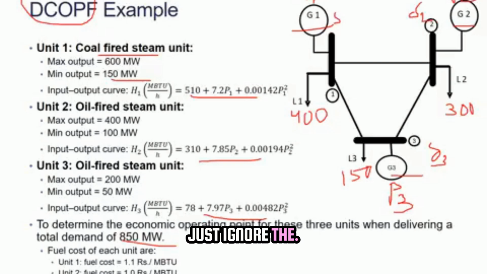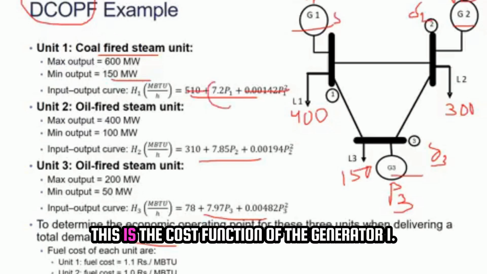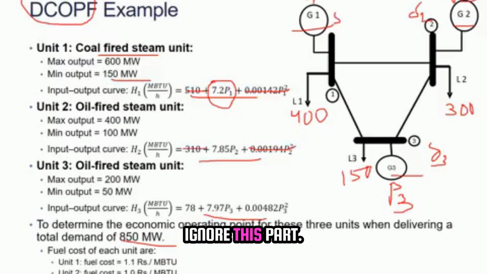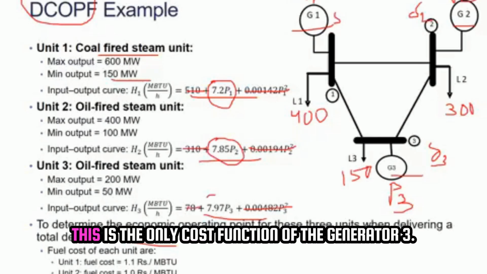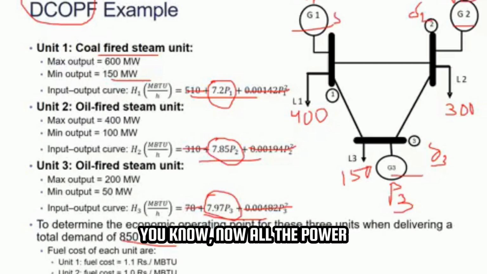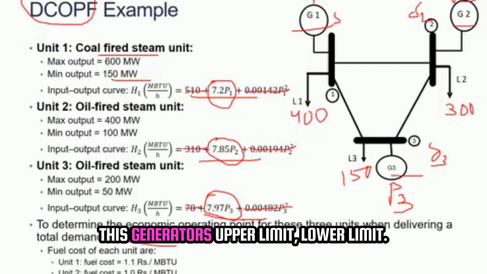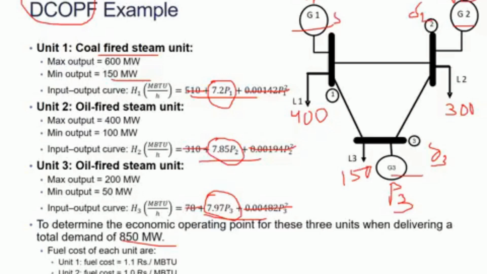Let us see. Let's assume the cost functions of all these generators. Ignore this part. Only this is the cost function of generator 1. Ignore this part. This is only the cost function of generator 2. Ignore this part. This is only the cost function of generator 3. You now know the generators' upper limits and lower limits.